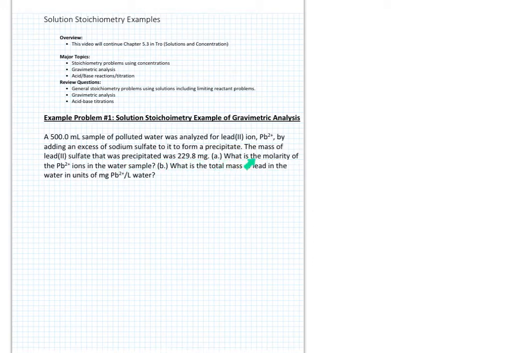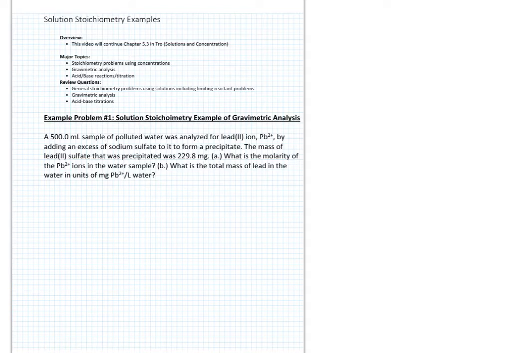So the first question is, what is the molarity of the lead-2 ions in the water sample that we started with? And what is the total mass of lead in the water in units of milligrams Pb2+ per liter of water? These are two different units of measurement. One is molarity. That'll be the more common one we would use in the first semester of chemistry. And the second is milligrams per liter, just another concentration unit.